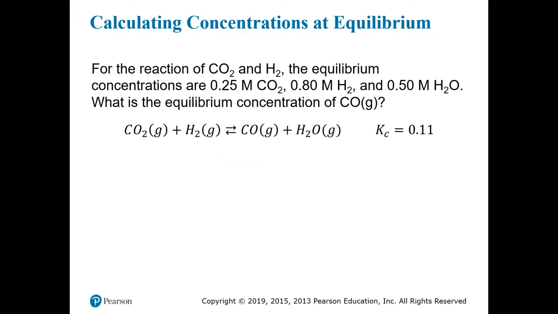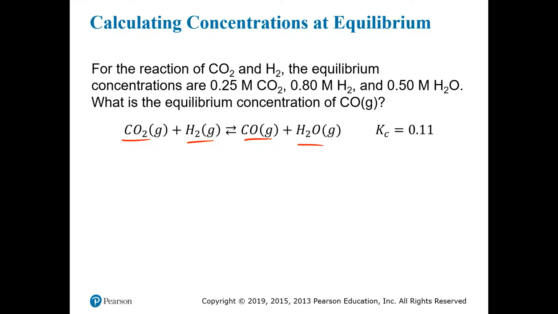But now we can also use the equilibrium constant to perform some quantitative calculations. If we're given the equilibrium constant and the concentrations of most of the substances in an equation, then we can calculate the concentration of the remaining substance at equilibrium. So for example, here we have a reaction between carbon dioxide, CO2, and hydrogen gas, H2, and these combine together to form carbon monoxide and water vapor.